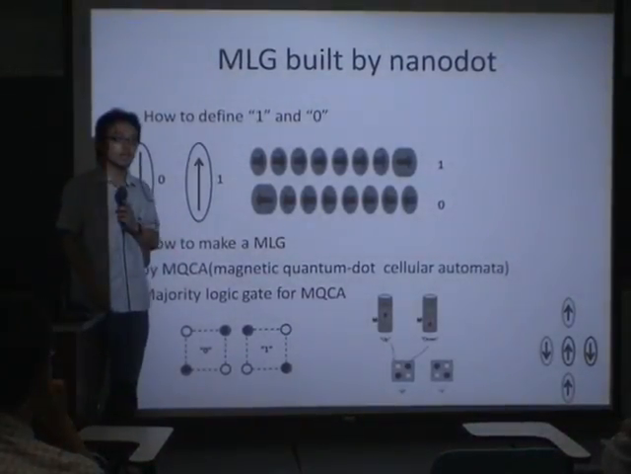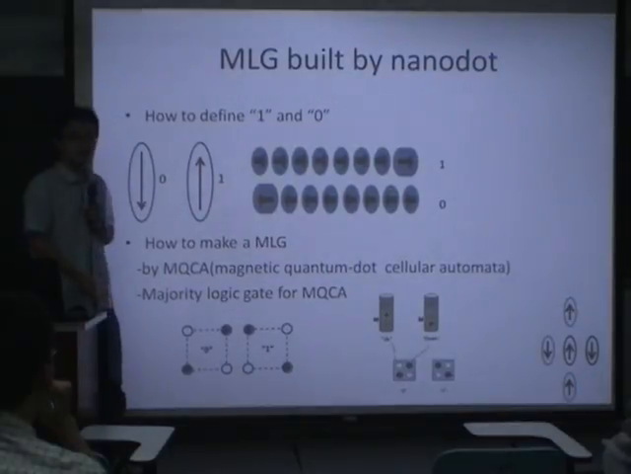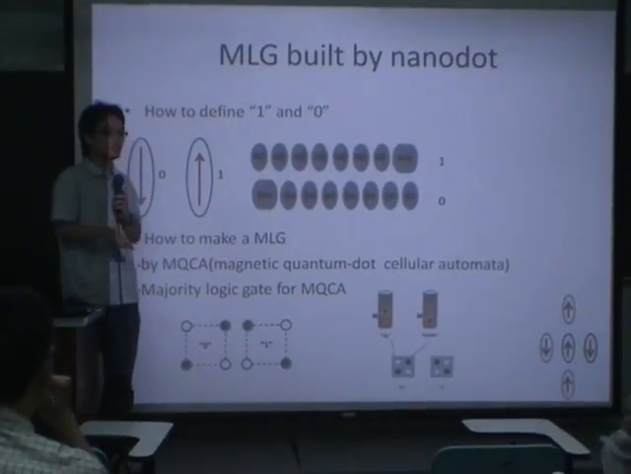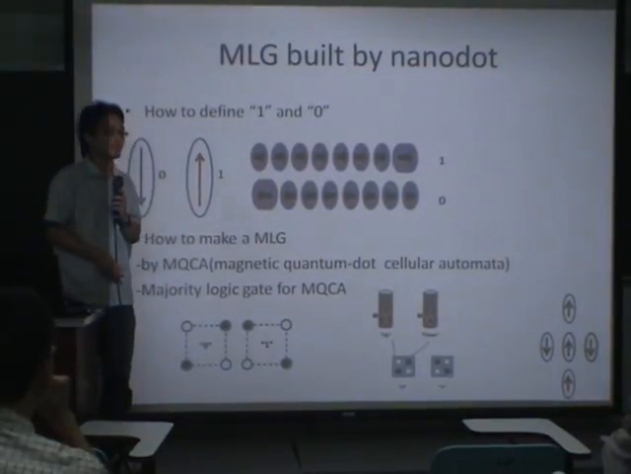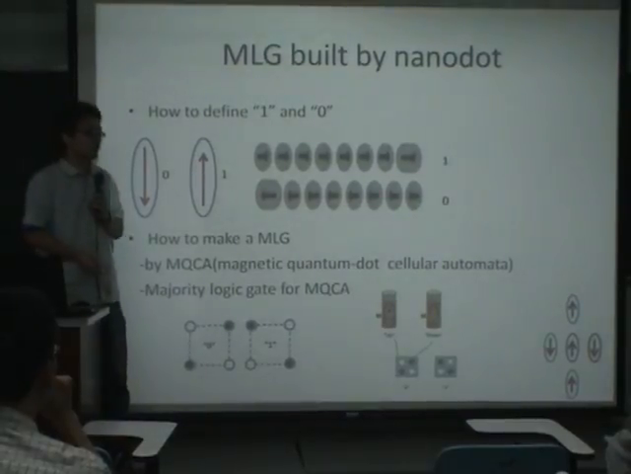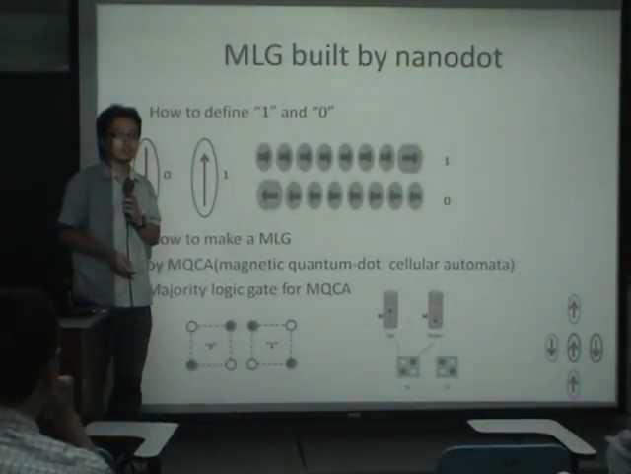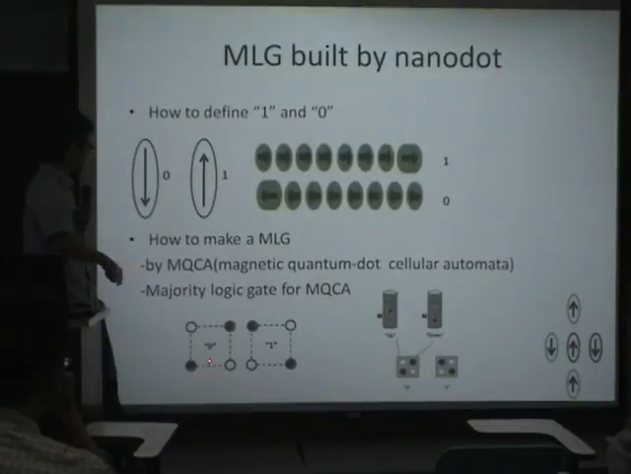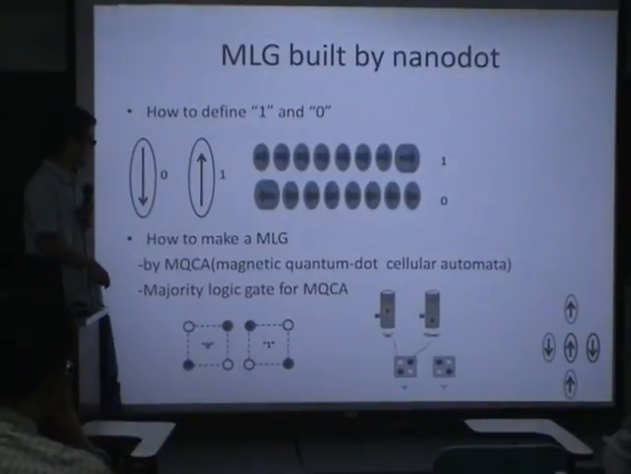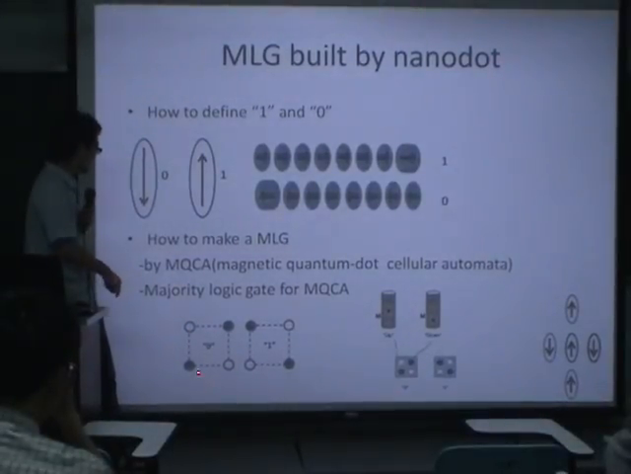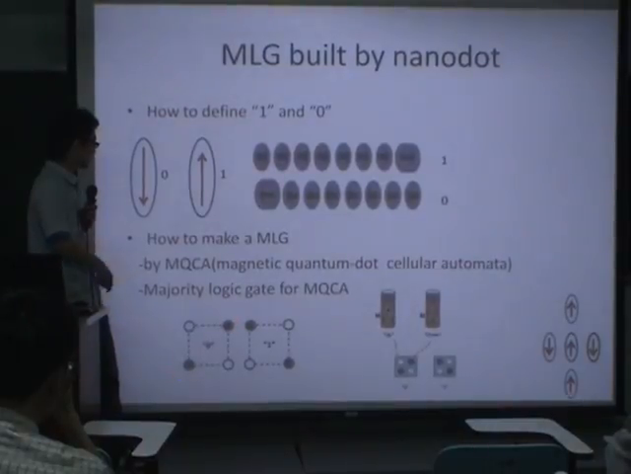Before talking about NQCA, I will introduce QCA. QCA is used in computation and is based on Coulomb interaction of electrons confined in quantum dots. Here is the typical QCA structure. It contains 4 quantum dots and 2 electrons.